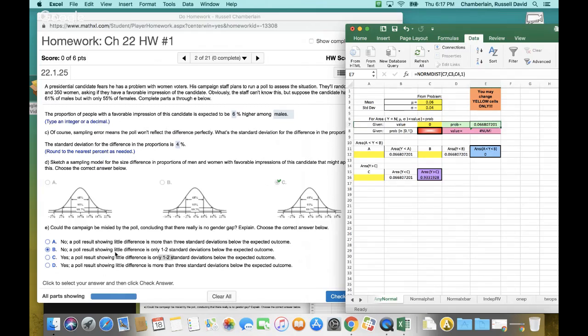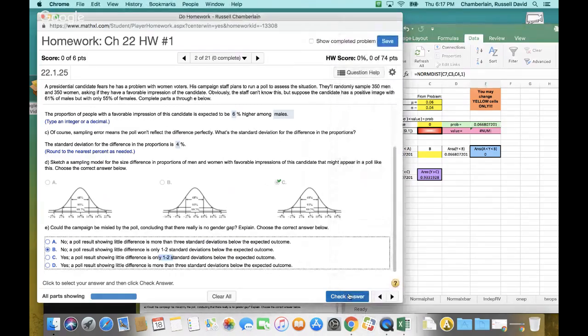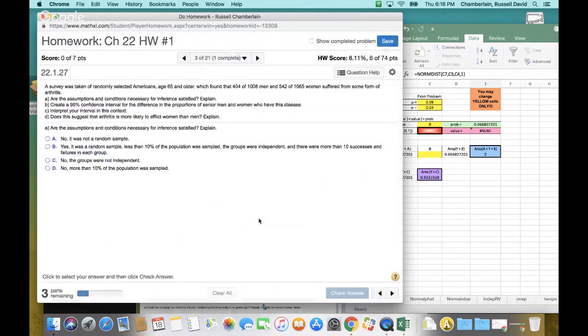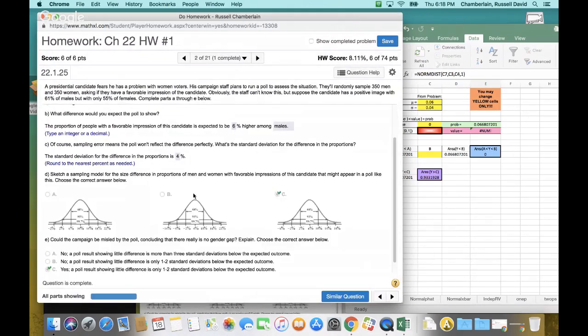So is it no, a poll result showing little difference is only 1 to 2 standard deviations below? Or is it yes, a poll result showing little difference is only 1 to 2 standard deviations below? It's the other one. That's how you know. 6 in 100 is not that unlikely. That's how I would know. There's a good chance they'll be misled. I mean, not a great chance, right? Most of the time they won't be misled by that, but a little bit of the time they will.